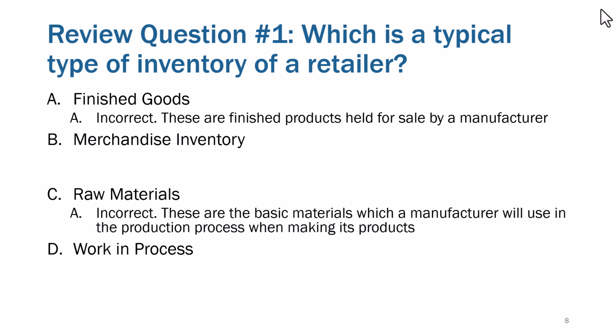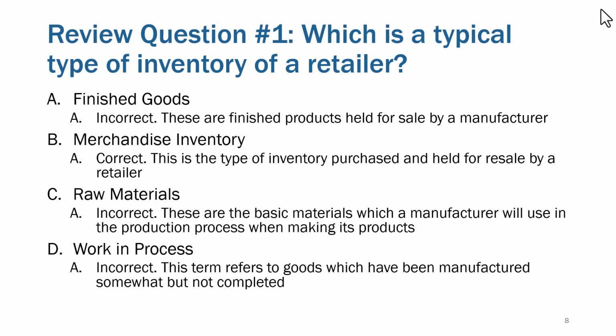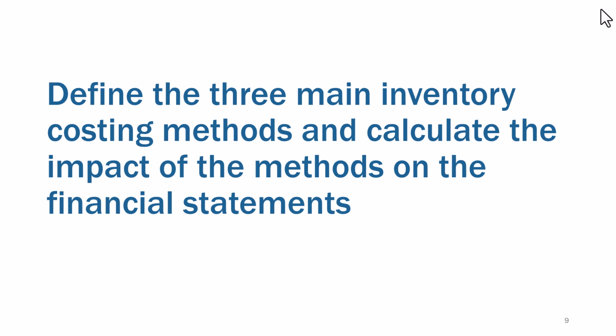It's not raw materials. That's the stuff that the manufacturers buy and are going to work on, which is work in process. It's not that either. A retailer is going to have merchandise inventory. They're buying it and they're holding it for resale.